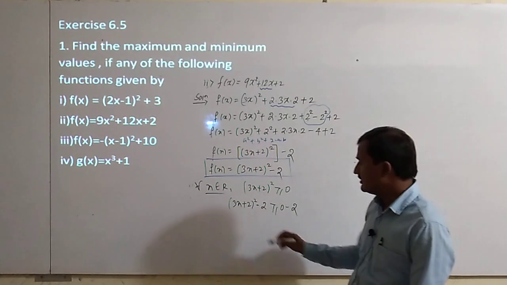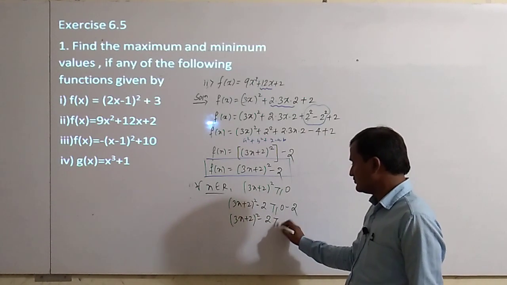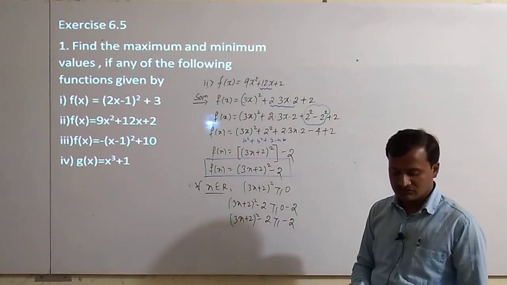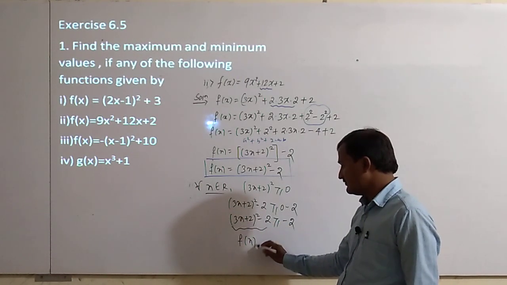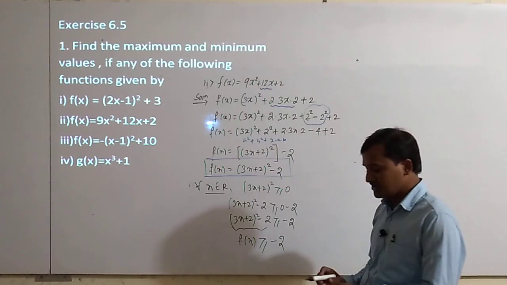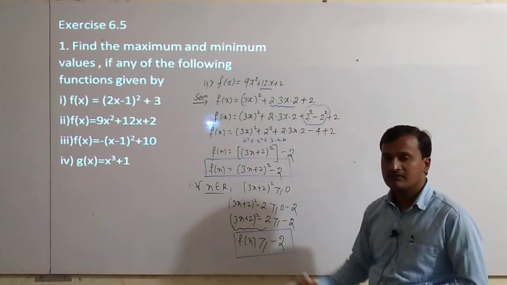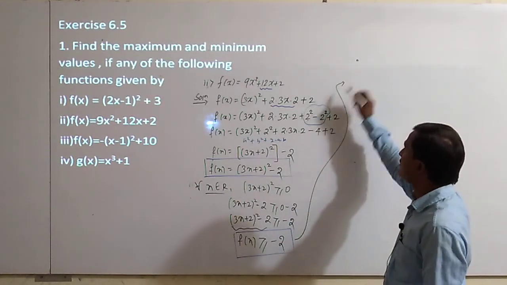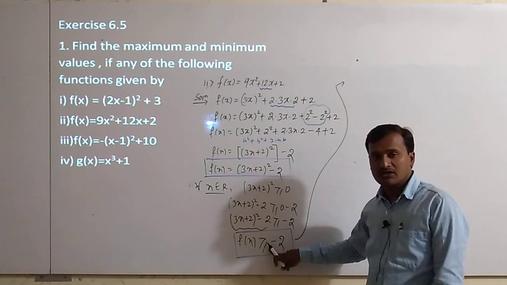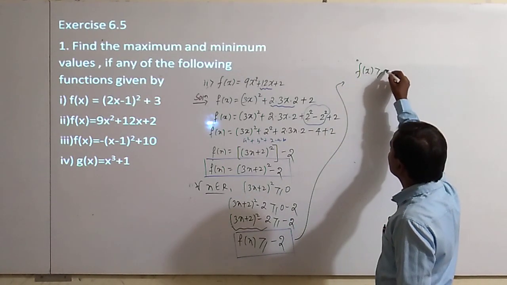Now this becomes (3x + 2)^2 - 2 is more than or equal to minus 2. But what is the value of this one? The value of this one is f of x, which is more than or equal to minus 2. Again, after substituting the value of f of x, we are getting this. So here we will solve. Therefore f of x is more than or equal to minus 2.